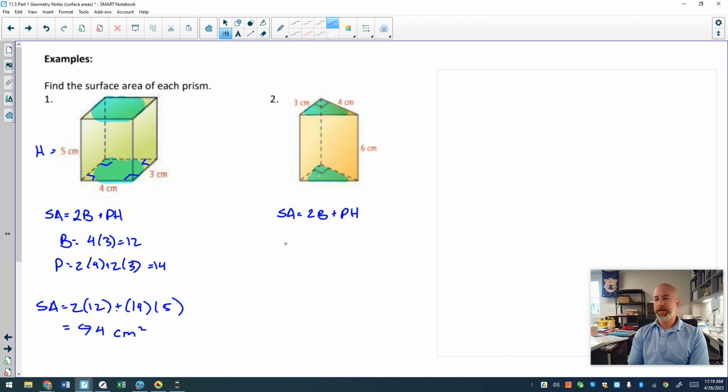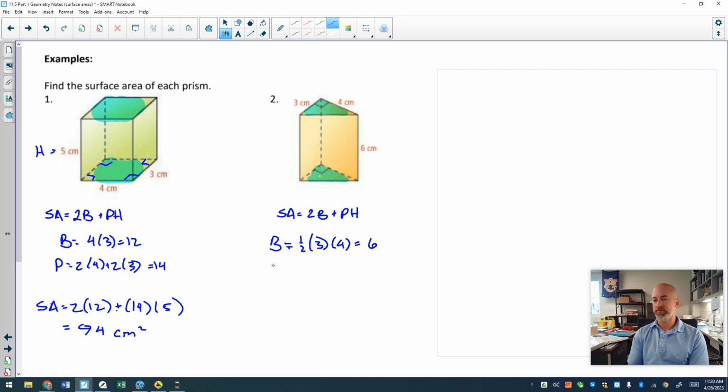And for the area of that base, that is a right triangle. You see that little right angle, and the base and the height of that triangle would be 4 and 3. They are perpendicular to each other. So B would be 1/2 of 3 times 4. That's 1/2 of 12, also known as 6.